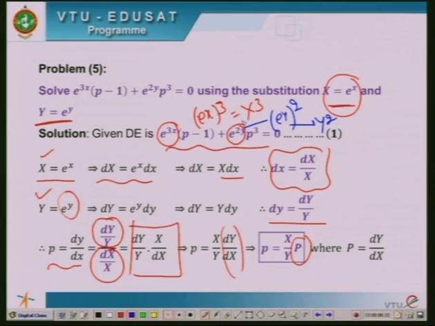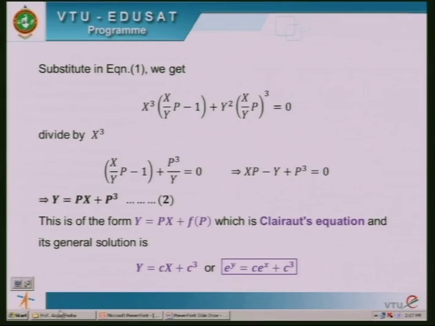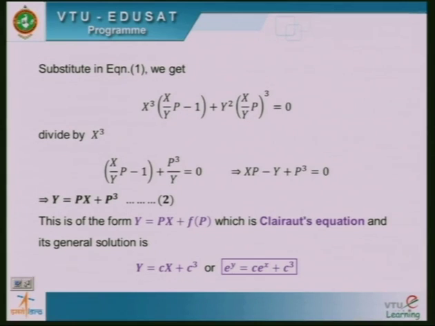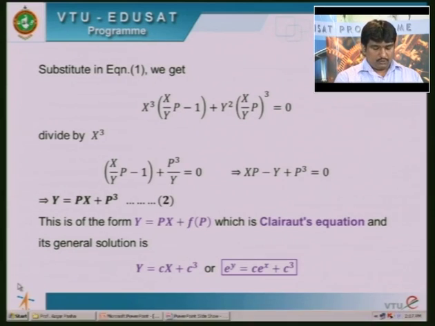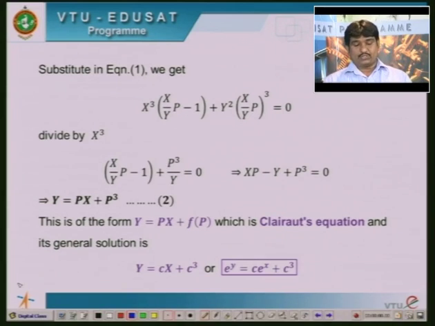So I'll substitute all these things to get capital X cube into x y (y p minus 1) plus y square into x divided by y into capital P, the whole cube equals 0. Now divide throughout by x cube.